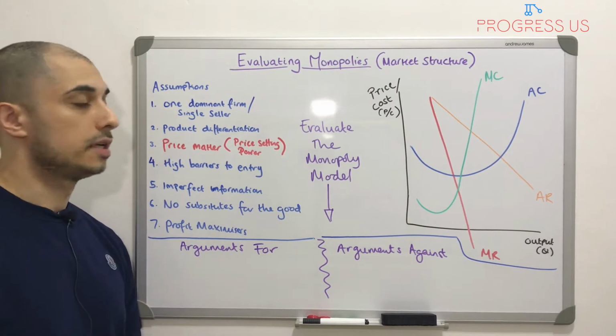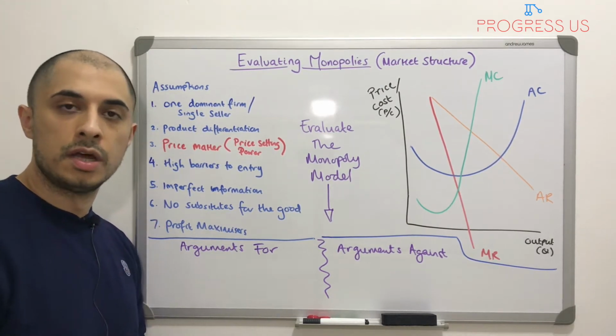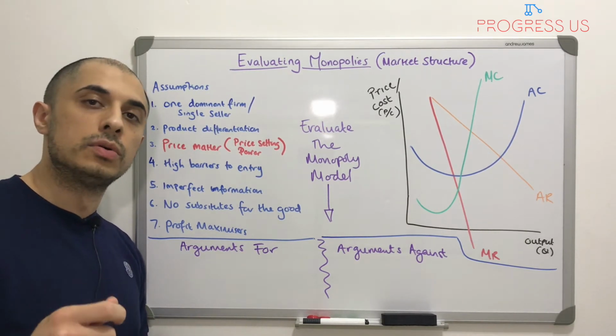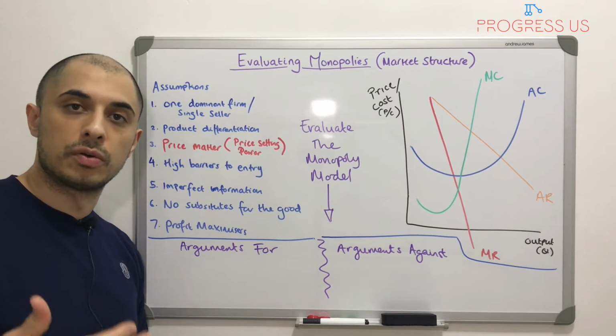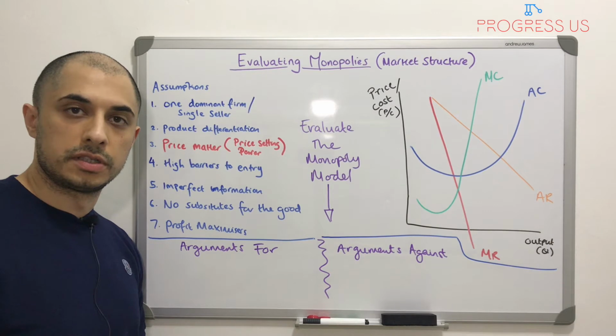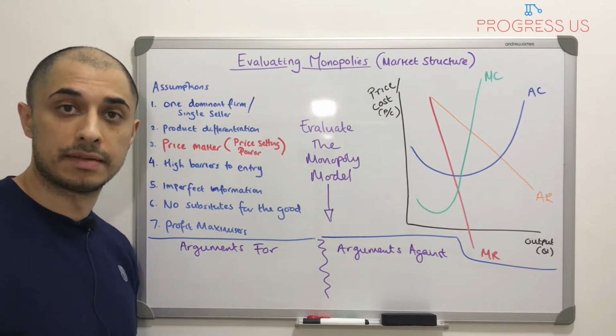The second assumption here is that there's some degree of product differentiation. Now that's quite important, because the more a monopoly is able to differentiate its products, the more degree of price control it will have over the market. If it has a very weak degree of product differentiation, then it will have less ability to set the price.